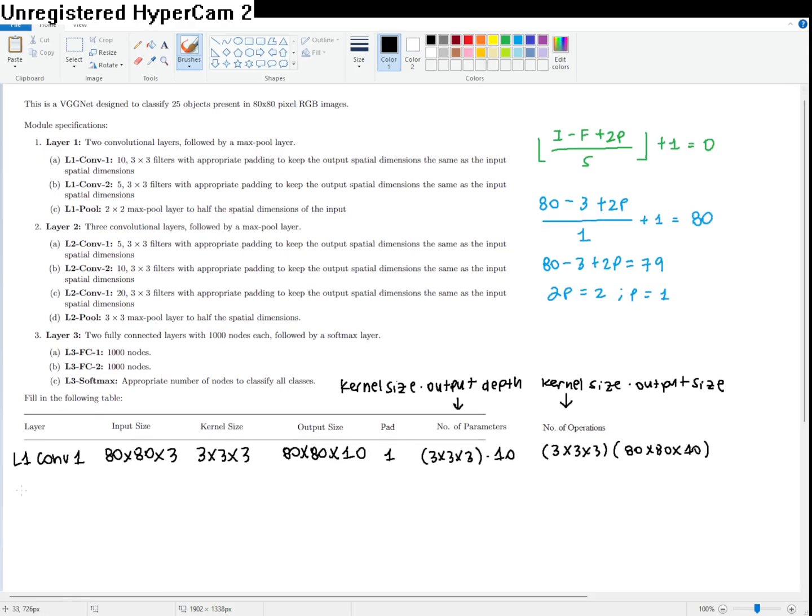All right, let's carry on. The next layer is the layer 1 second convolution. So continuing, obviously our input is going to equal our output, just like we said in the beginning. So 80 by 80 by 10. The kernel size here is another 3 by 3, but this time it has a depth of 10 because of the input. And then the output is going to be the same, 80 by 80, but we're going to have a depth of 5.